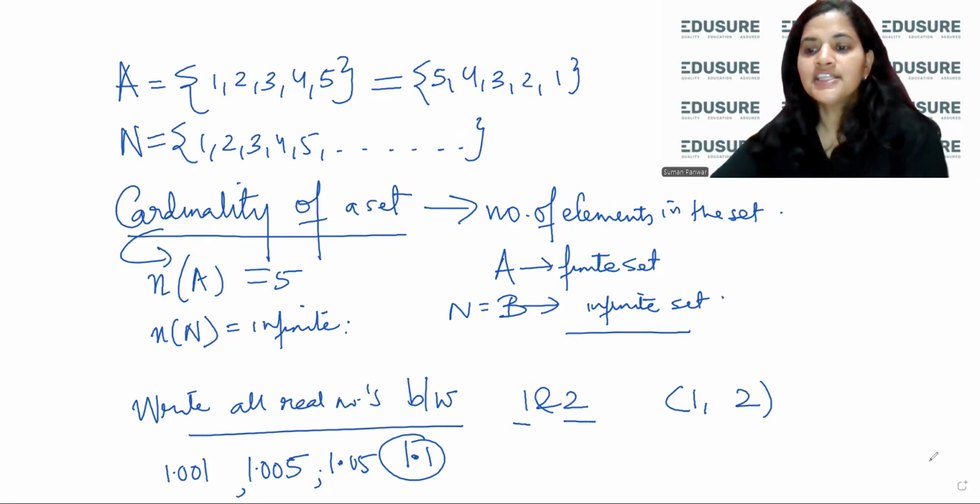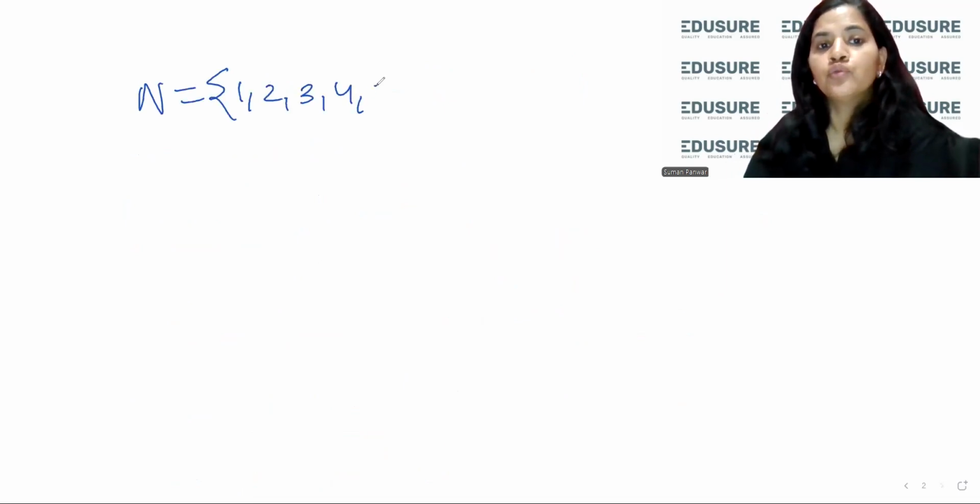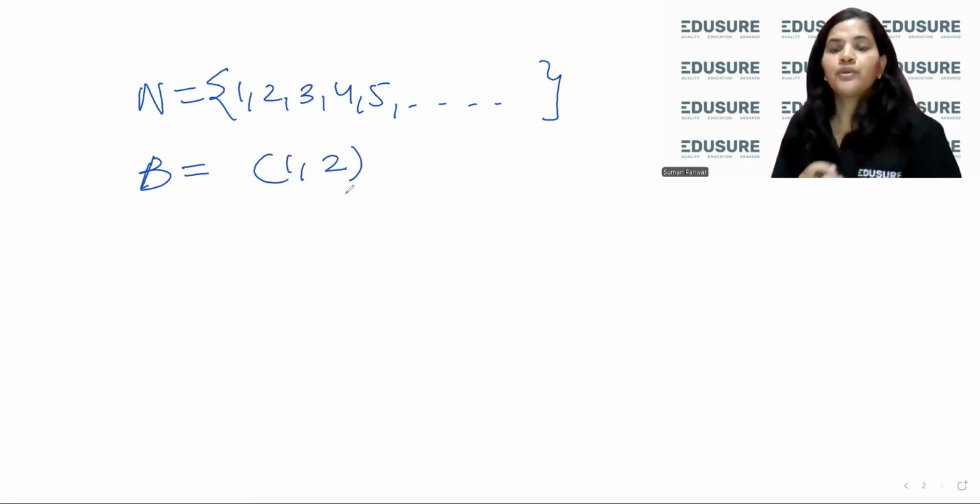Okay, so just see this. You have one thing, which is the set of natural numbers: 1, 2, 3, 4, and so on. And you have another set. Let us call this set B. This is the interval 1, 2, with all real numbers between 1 and 2.